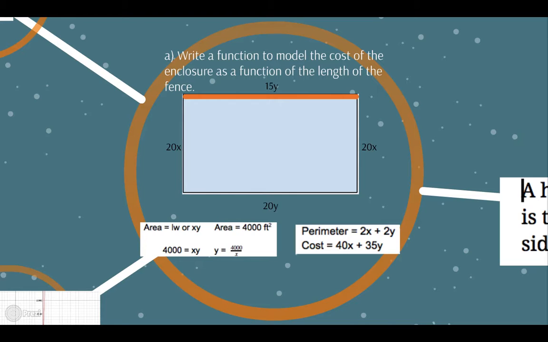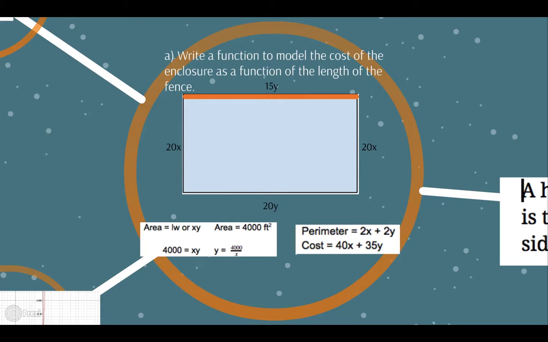So we started by looking at the numbers that we were given, and we know that area equals length times width, or in this case, x times y, and we know that the total area of this enclosure is 4,000 feet squared. So if 4,000 equals xy, then in order to find y, you would divide both sides by x, so y would equal 4,000 over x.